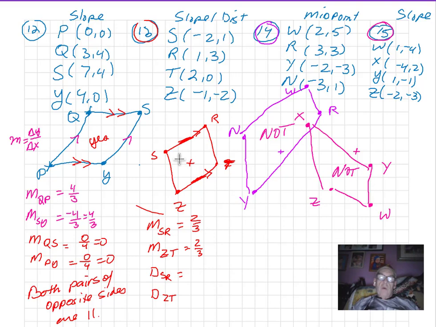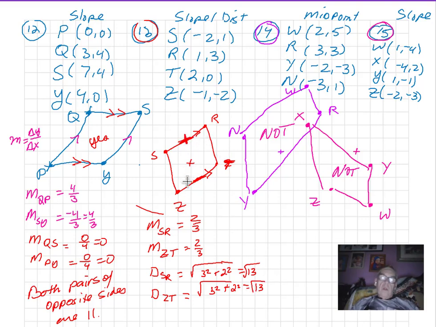The distance from S to R, we're going to be doing the difference of the y's and the difference of the x's squared. So the x distance squared is 1, 2, 3 squared. And then we want to take the difference of the y's squared, which is 2 squared. So we get 9 and 4, which is square root of 13. Now if ZT comes out to be root 13, then we can say we have a parallelogram because we'll have parallel and congruent with one set of sides. From Z to T, difference of the x's first, 1, 2, 3, 3 squared. And the difference of the y's, 1, 2, 2 squared, also gives us root 13.